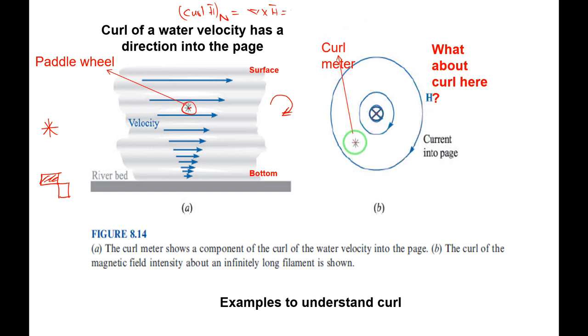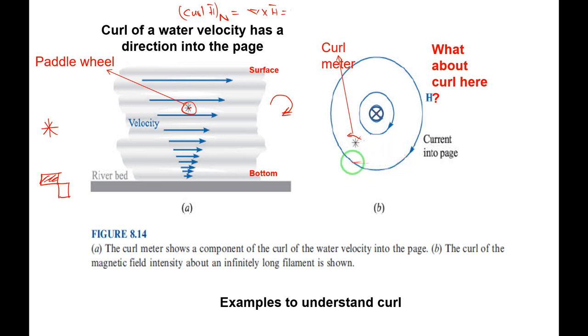Then I will place the paddle wheel here, or curl meter also we say, curl meter or paddle wheel. We will place the curl meter. Just observe, this is the conductor. Conductor is at the center. As I move away from the conductor, the magnetic field intensity goes on decreasing. So the magnetic field intensity experienced by these plates towards this side will be more. So these wheels will try to move in this direction.